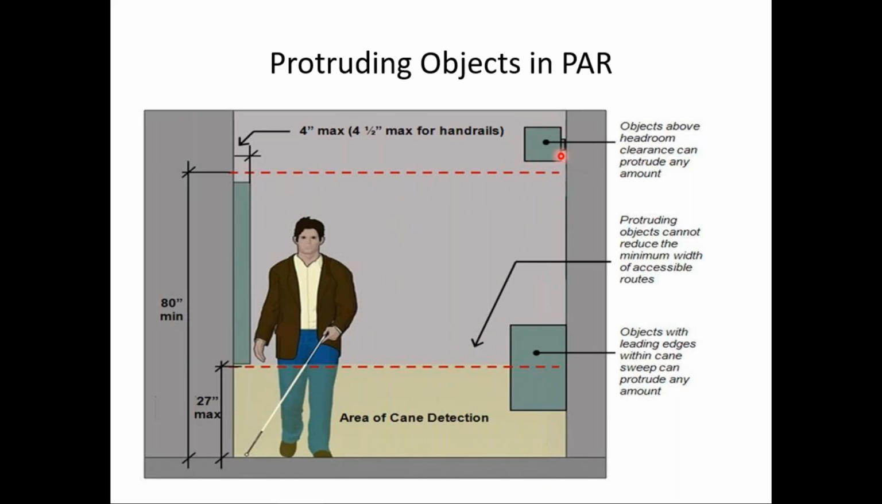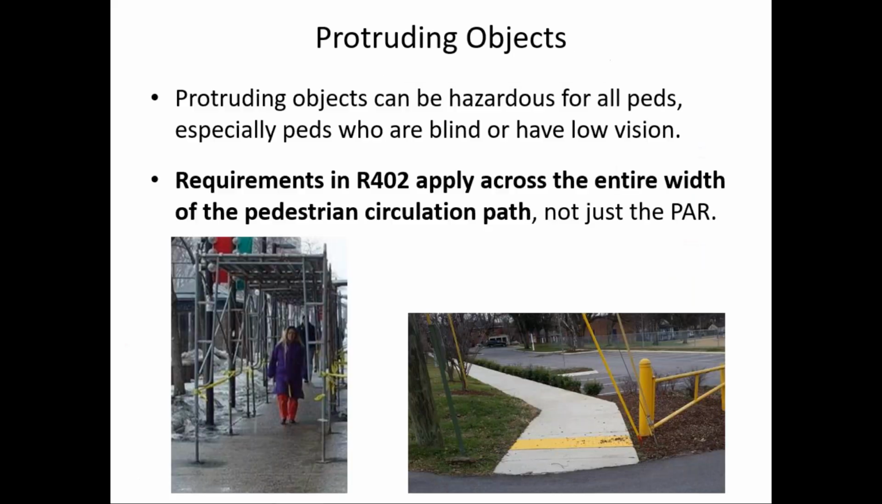Maybe this is a lamp or something here, a light or a sign. It protrudes more than 4 inches into the pedestrian circulation path, but you see it's at a height of above 80 inches, so it's not considered a protruding object. There are a variety of protruding objects in the built environment, and we need to be aware of those things like tree limbs, guy wires like you see on the right here, signs, all sorts of features.